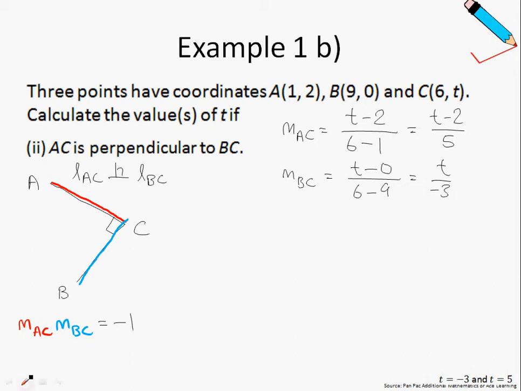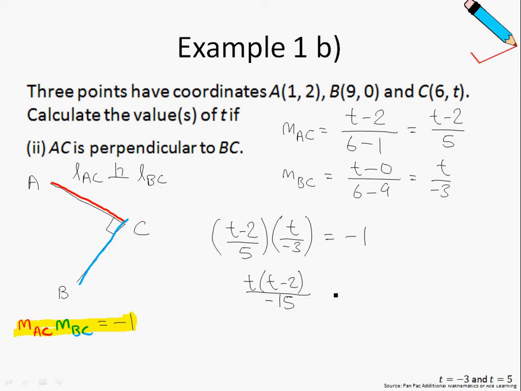Using this relationship, I will equate the two gradients which I've just found. The m of AC is this, and the gradient of BC is this, and their product equals -1. Multiplying them together, I have t times t minus 2 over -15 equals -1. Multiplying both sides by -15 and expanding the numerator, I'll have t squared minus 2t equals 15.